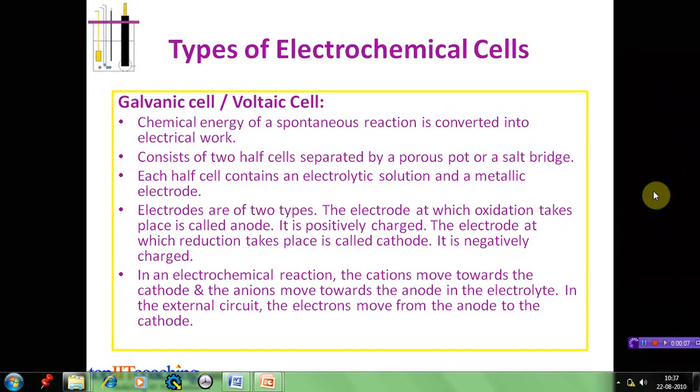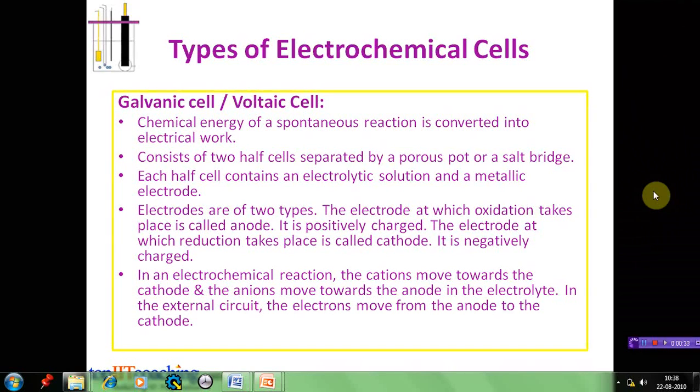The second type of the electrochemical cell is the galvanic cell, which is also known as voltaic cell. In this type of cell, the cell reaction is a spontaneous reaction, and this chemical energy of the reaction is converted into electrical energy. It consists of two half cells which are separated by using a porous pot or a salt bridge. Each half cell consists of an electrode which is dipped into an electrolytic solution.